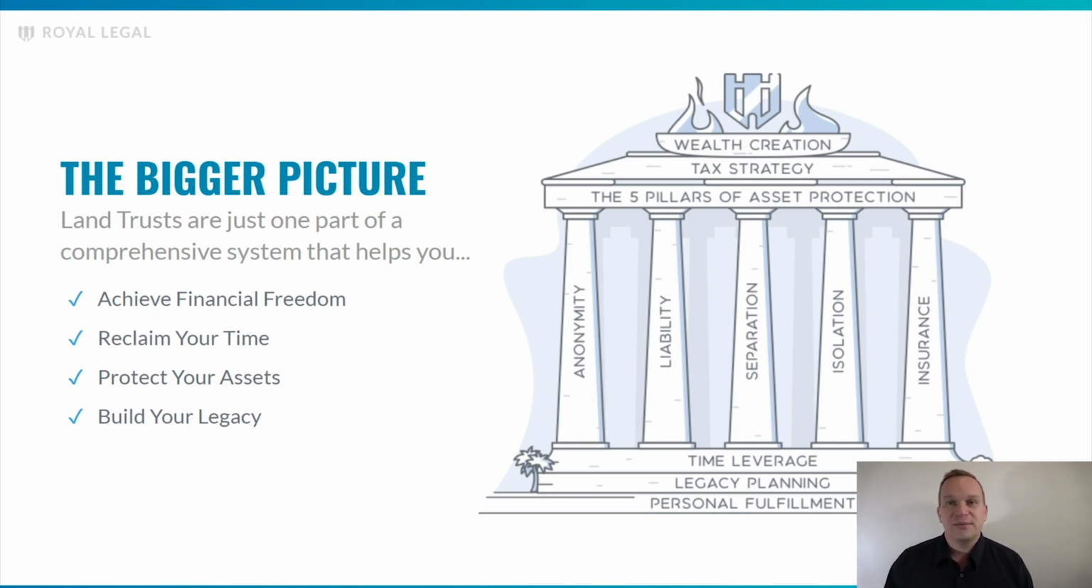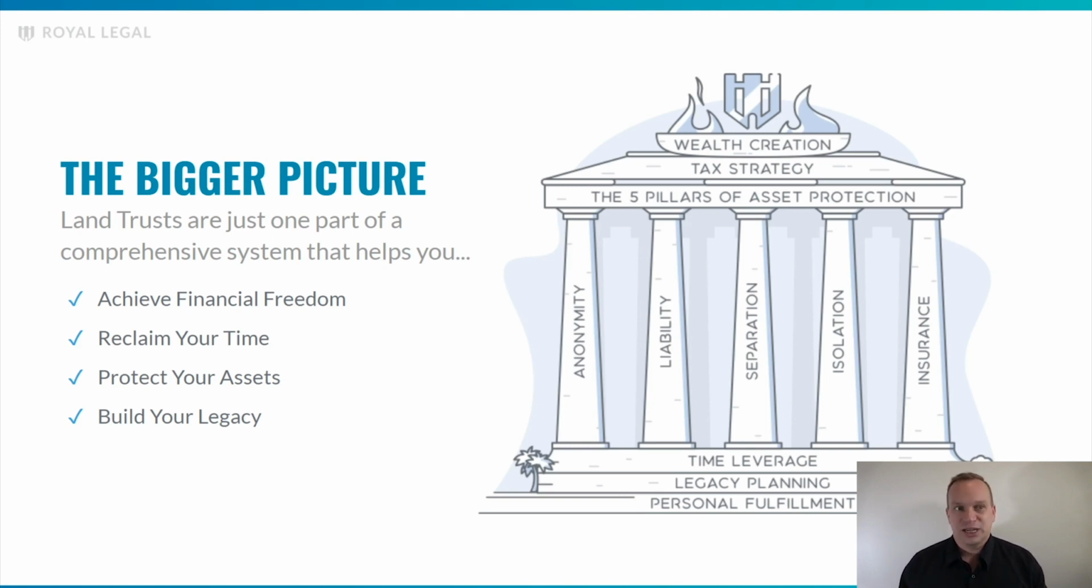So you can see here in the 5 pillars of asset protection, we talk about liability and separation, isolation, insurance, and anonymity. Revocable trusts are trusts that a lot of times relate to this anonymity portion. Then we look at liability and separation. That's when we start to think about irrevocable trusts and statutory trusts that help protect us from the lawsuits themselves.